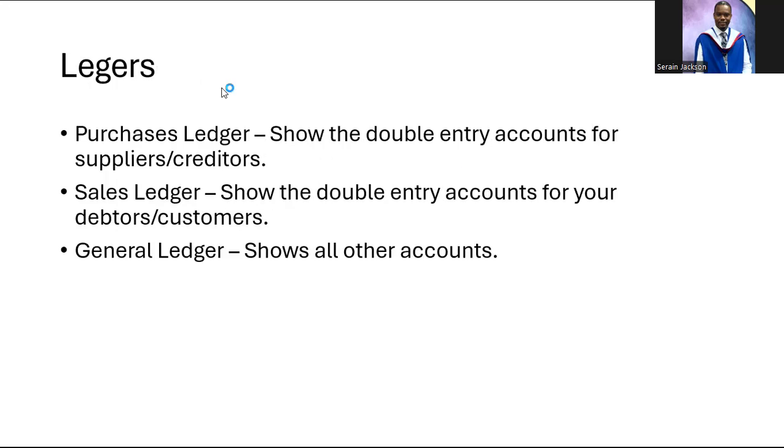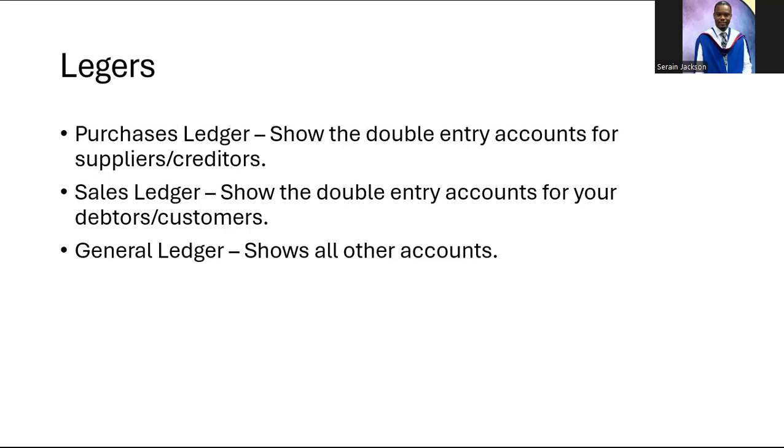So the purchases ledger shows the double entry accounts for your suppliers or your creditors. The sales ledger shows the double entry accounts for your debtors or your customers, and the general ledger shows everything else. So if you're buying goods on credit, it means that you have a supplier, and if you have a supplier or a creditor, then you will have to put the information in the purchases ledger.